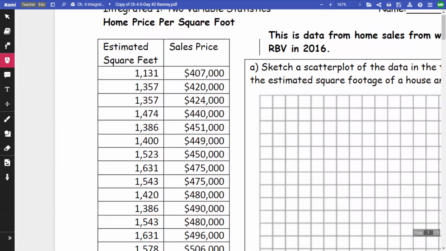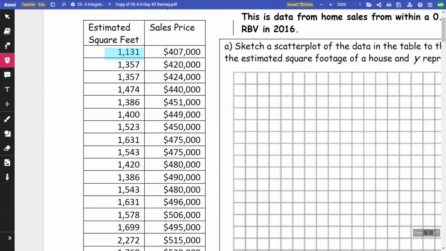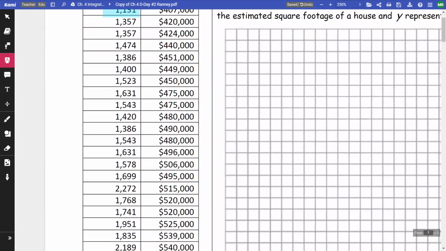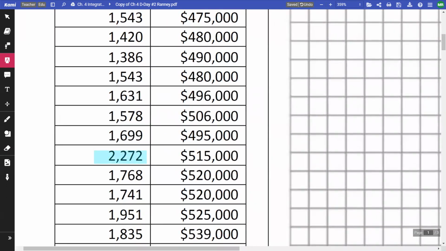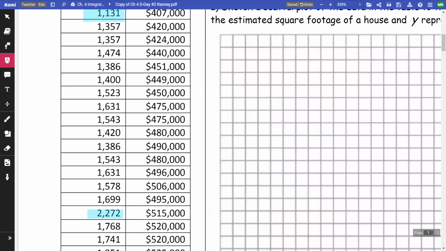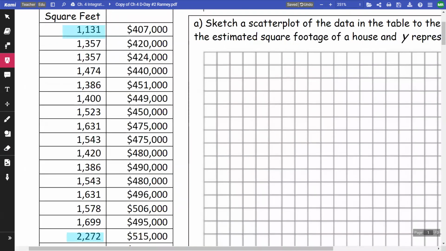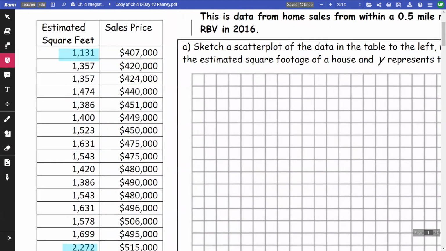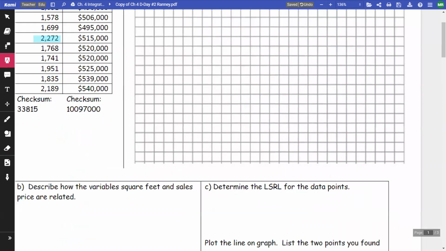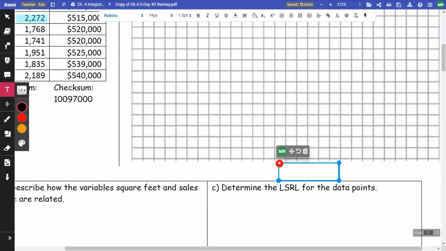Looking at this, it looks like my smallest one is 1,131, and it may not always be your first value. And my biggest one is 2,272. So I think I'm going to start on my X-axis at 1,100, go by hundreds up to 2,300. On my X-axis, I am going to label this square feet.